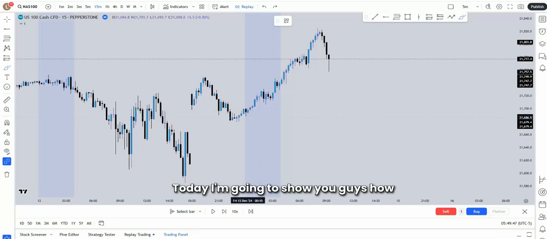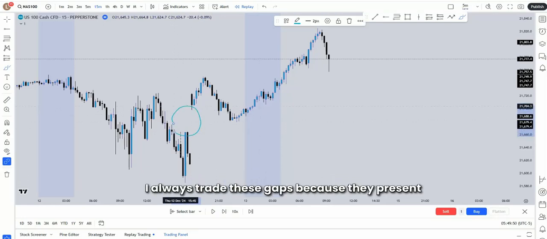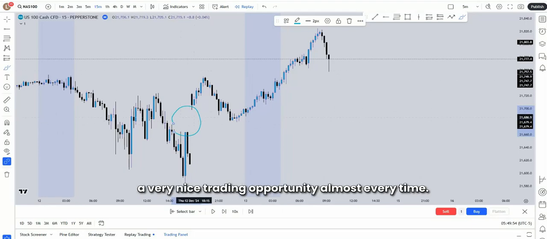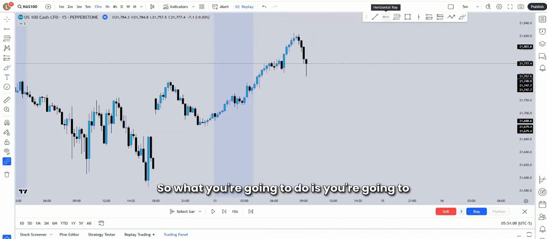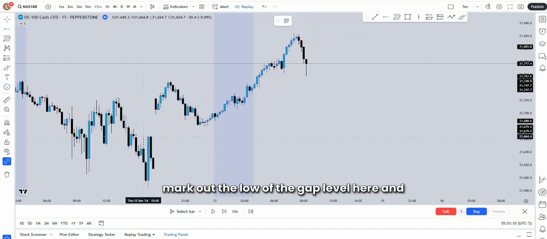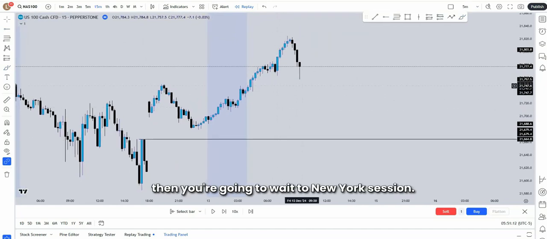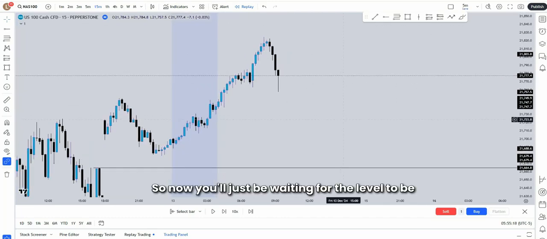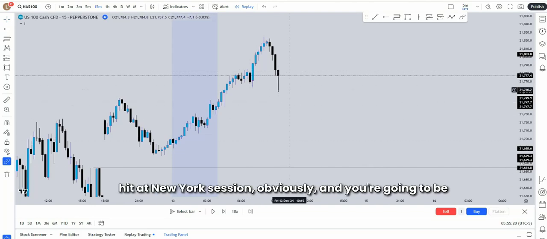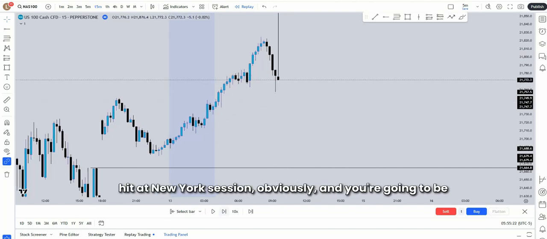Today I'm going to show you guys how you can trade these gaps in the market. I always trade these gaps because they present a very nice trading opportunity almost every time. So what you're going to do is mark out the low of the gap level here, and then wait for the New York session. You're not going to be trading this strategy in other sessions other than the New York session, and not before that either. So now you'll just be waiting for the level to be hit at New York session, obviously.